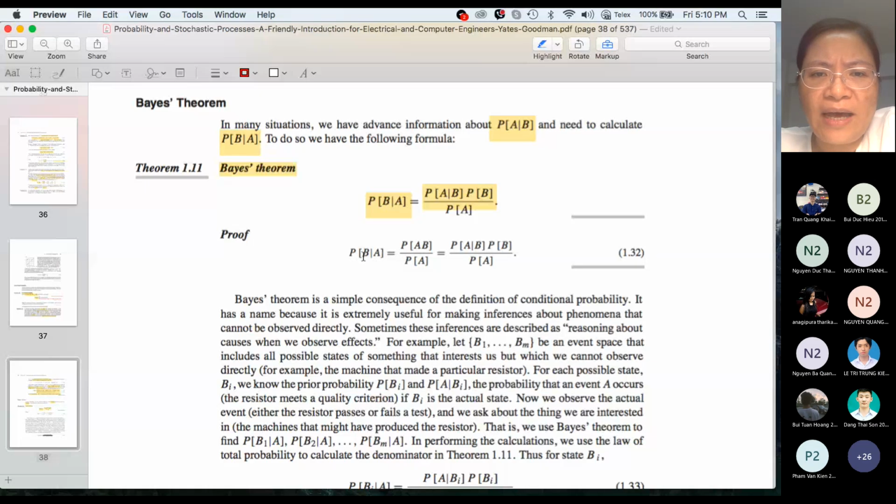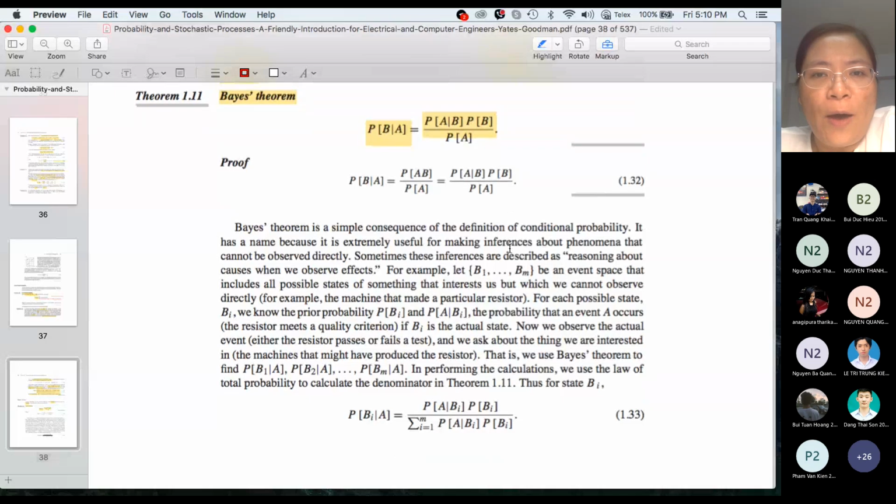The proof is very easy. B given A equals AB over A. For AB, we can use the definition of conditional probability: it is A given B times probability of B. When we generalize for the sample space with events that are not only B, but B1 through BM, when A occurs, we have the probability of B1 given A, B2 given A, and BM given A. So the probability of Bi given A is here.